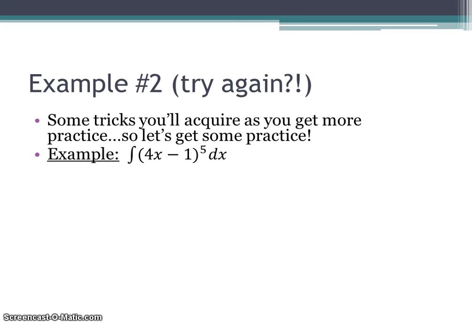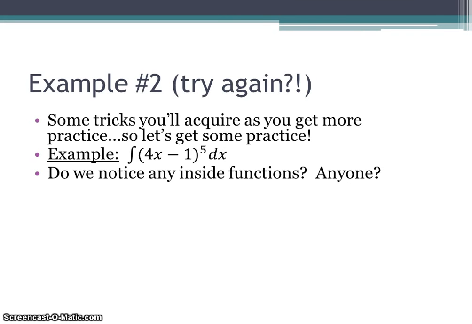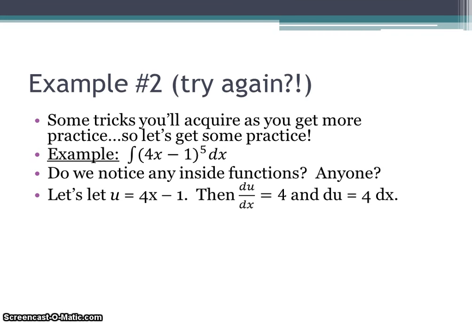So let's take a look at this example here. The integral of (4x minus 1) to the 5th dx. If you remember from pre-calculus, we are trying to spot a composition here. In this case, we're raising something to the 5th power. The something is going to be our inside function, and that's going to be what we make our u. Make your u equal to 4x minus 1.